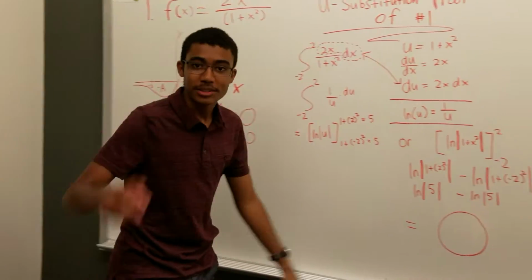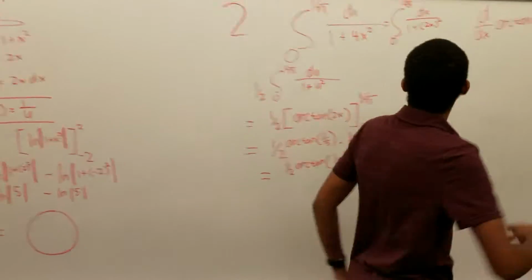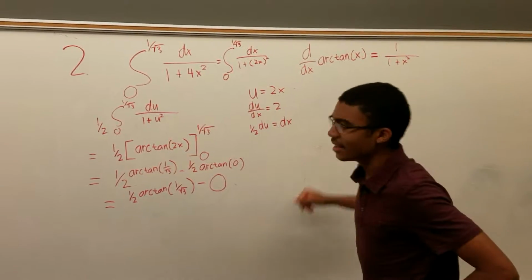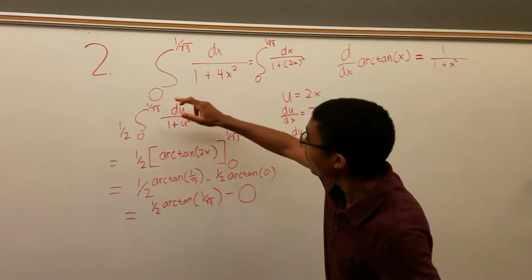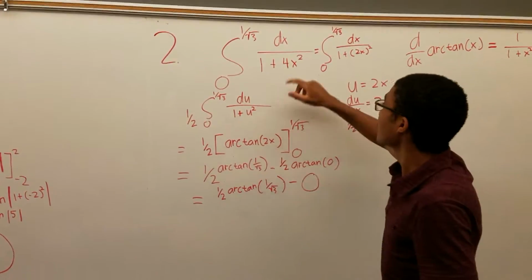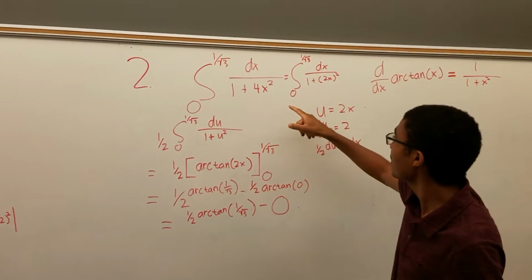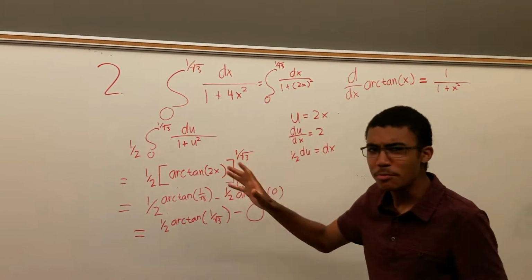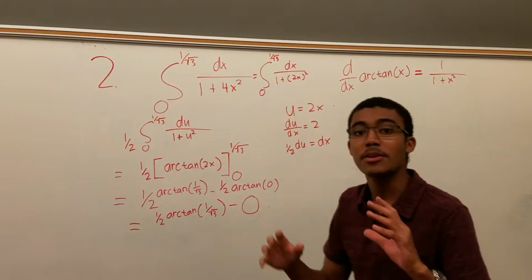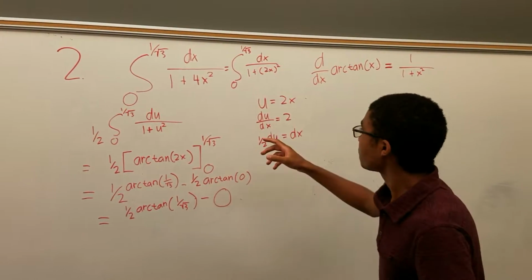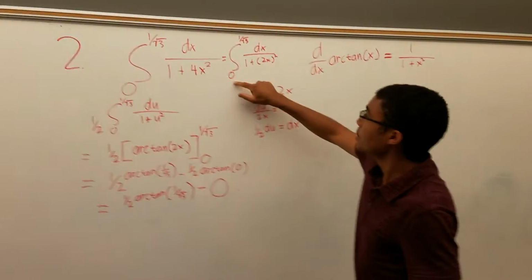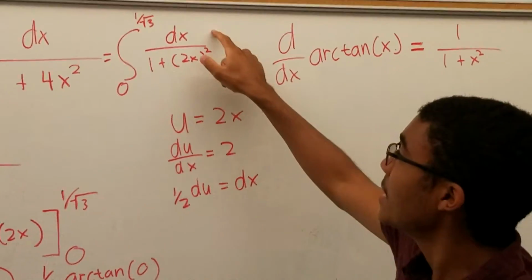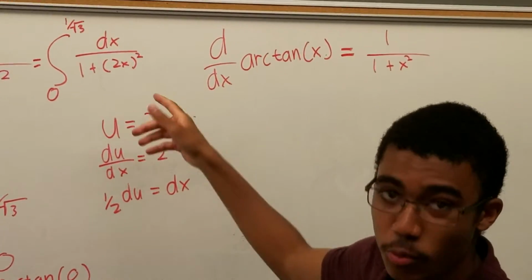Alright, we move to our second problem for today. It's a little bit of a bear. We have the integral from 0 to 1 over root 3 of dx over 1 plus 4x squared. That can be rewritten in a way to use u substitution, as the integral from 0 to 1 over root 3 of dx over 1 plus (2x) squared.